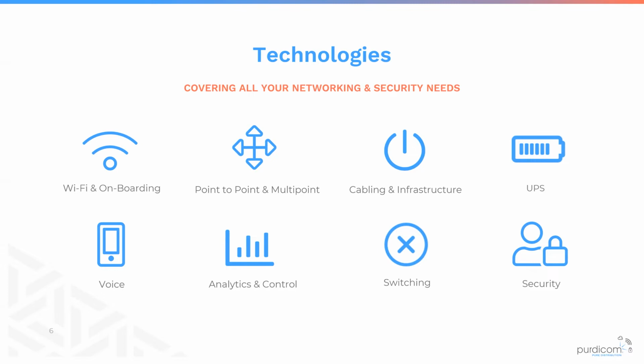And then finally, we have our security team. And as the name would suggest, they specialise in more of our security portfolio. As you can see on the screen, those products are the Wi-Fi, the point-to-multipoint, and point-to-point. We then also have some cabling products, UPS, so backup power supplies, and some voice, analytics and control. That's a bit of a broad subject, so there are actually multiple products within that, depending on what you're trying to do and what you're trying to achieve.